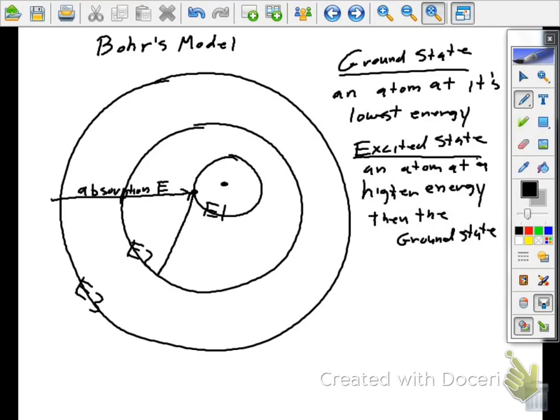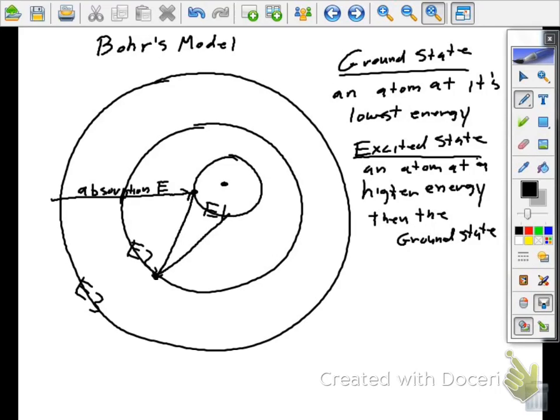So it has to be enough energy to pop it up to an excited state. E2 would be an excited state. Now the thing is, it won't stay at that excited state. It will always want to get back to ground state. There are lots and lots of these atoms gaining this energy, and they're all doing the same thing. Once the energy no longer comes in, it goes back to the ground state.